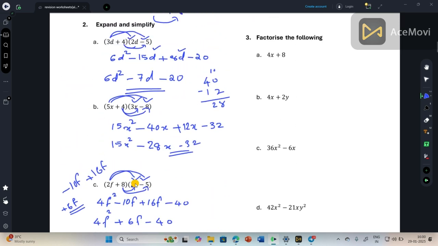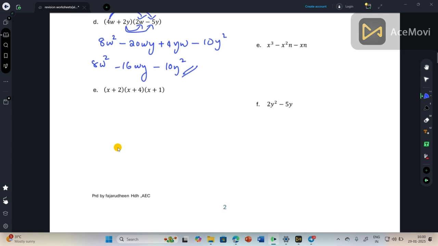Then, next, question number e. There are three factors: (x + 2) times (x + 4) and (x + 1). So first we can just do this part, then we can multiply with x + 1. First we check this one: x times x, it's x square. Then x times 4, it's positive 4x. Then 2 times x, it's 2x. Then 2 times 4, it's 8. We can just put a bracket here, and the other one is x + 1. x square plus 4x plus 2x is 6x plus 8, and this one is x + 1.